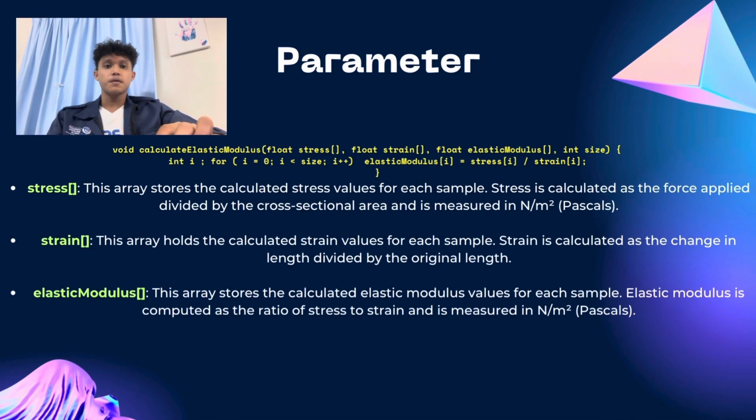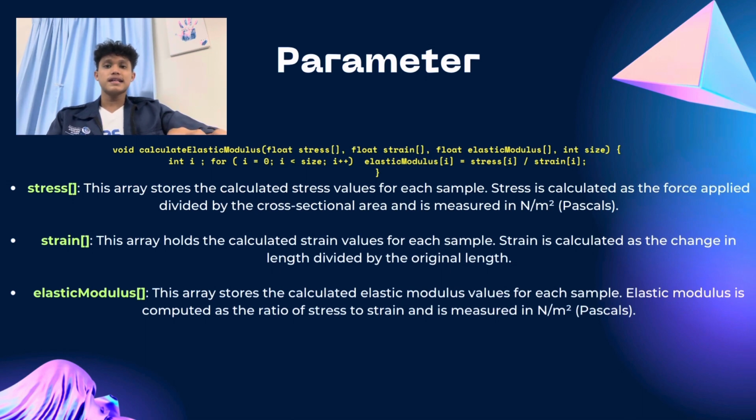For this function, we have 3 parameters, which are stress, strain, and the elastic modulus. The stress array stores the calculated stress value for each sample. Stress is calculated as the force applied divided by the cross-sectional area and is measured in Newton per meter square, or Pascal. And the strain array holds the calculated strain value for each sample. Strain is calculated as the change in length divided by the original length.